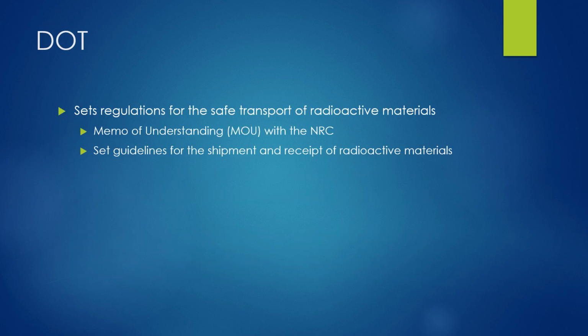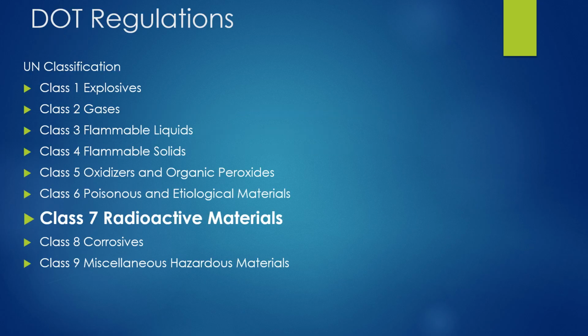Now we're going to talk about the DOT regulations briefly. The DOT regulations set regulations for the safe use and transport of radioactive materials. And this is a memorandum of understanding, or an MOU, with the NRC. It sets guidelines for shipment and receipt of radioactive materials. There are several different DOT regulations based on the UN classification of what is being shipped. Class 7 is the radioactive materials, and that's why when you look at shipping placards that require a transport index or whatever, you'll see the number 7 on there. That's telling whoever is identifying it that it is radioactive material.